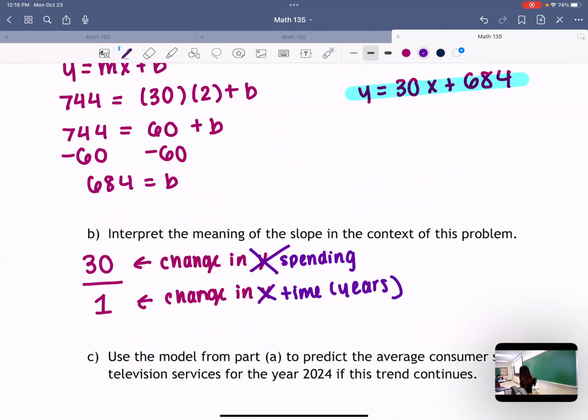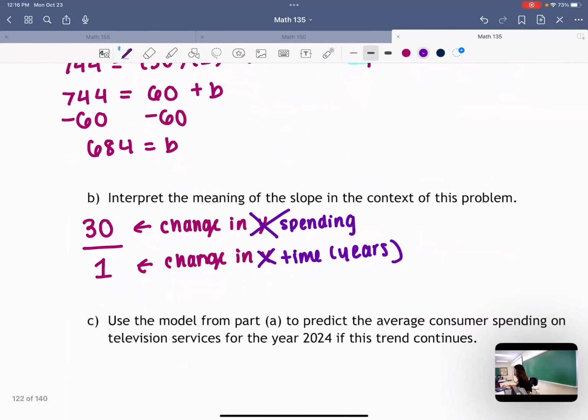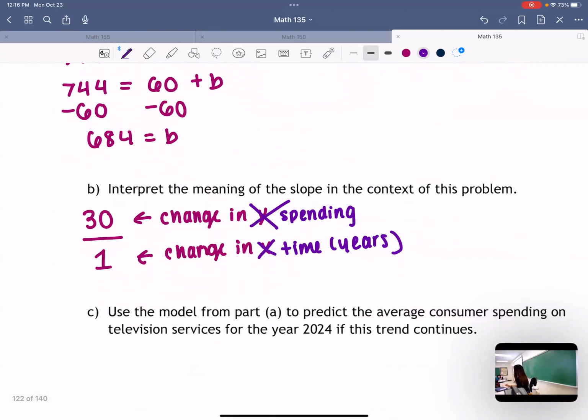Now, writing it this way, is there anyone who wants to tell me what the slope actually means? Let me give you a hint. Since we're changing in X below, it's basically telling us what happens every 1 year. So as we go from 1 year to the next, right? Let me write this out. 1 year to the next.